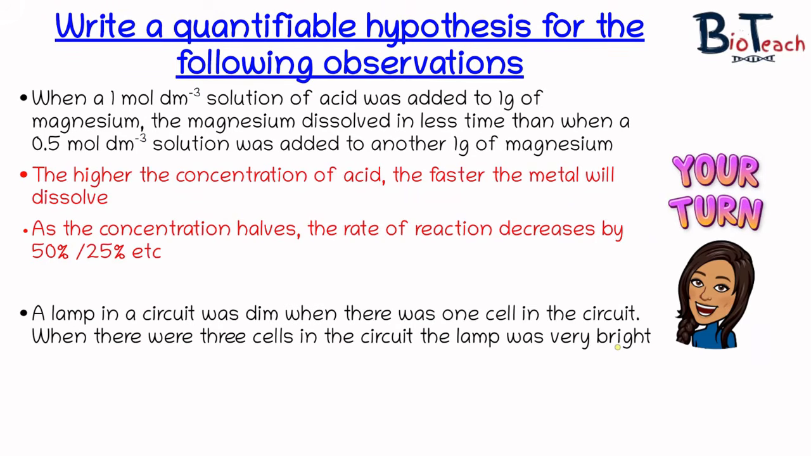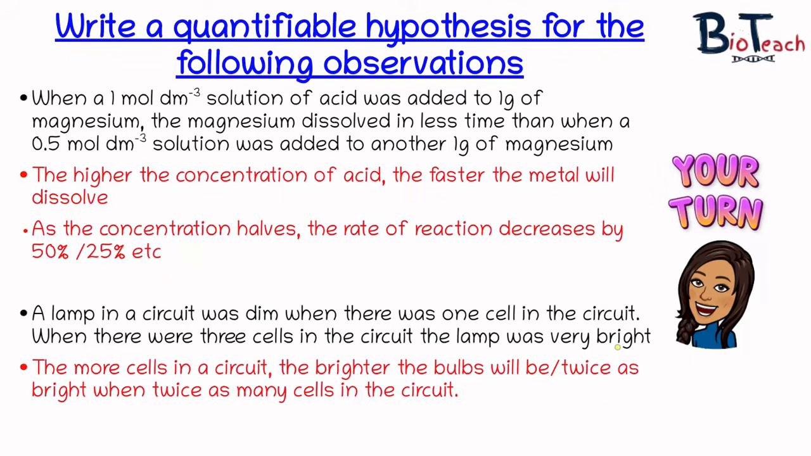The second example here is a lamp in a circuit was dim when there was 1 cell in the circuit. When there were 3 cells in the circuit, the lamp was very bright. Have a go at this, pause the video, write it down, and then I'll talk you through it. So you should have something along the lines of the more cells in a circuit, the brighter the bulbs will be, or something along the lines of they will be twice as bright when twice as many cells are in the circuit. That second part after the slash is the one that's a bit more advanced, a bit more quantifiable. Hopefully that makes a bit more sense now that we've talked through it.